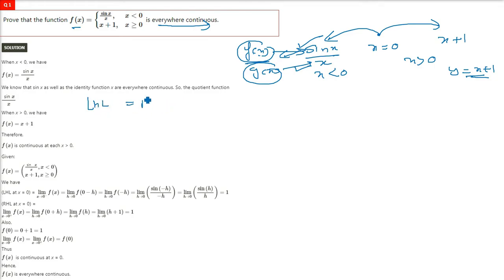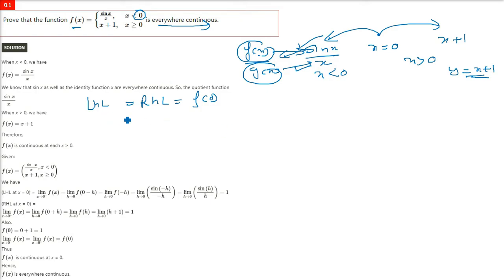The way we are going to do this is the same: we are going to find the LHL, the RHL, and the value of the function at 0. If they are equal, then it is continuous. You can prove that it is continuous at 0 also, because this is the point they are asking about. So let us check the left hand limit and right hand limit.